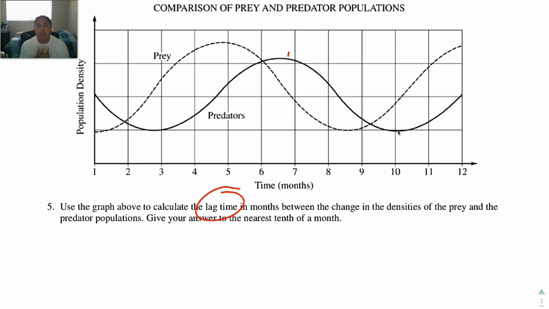So if I want to find the lag, I need to find a common point, like a peak or a valley for both prey and predator. So for me, I see that I have a bottom here, and I have a bottom here. The lag between this bottom and this bottom is about 1.5 boxes. So my answer is 1.5 months. Again, the math section is not supposed to be difficult. It's not a math test. They just want to know that you know how to calculate the simple things in biology.